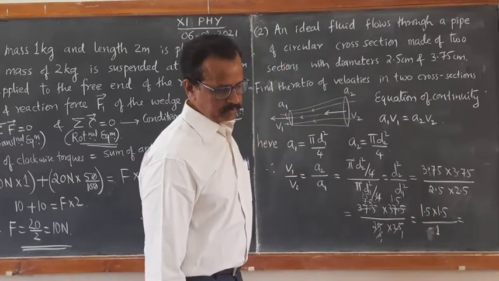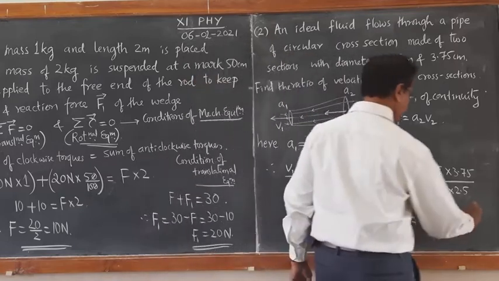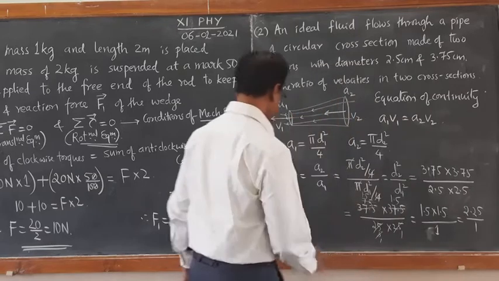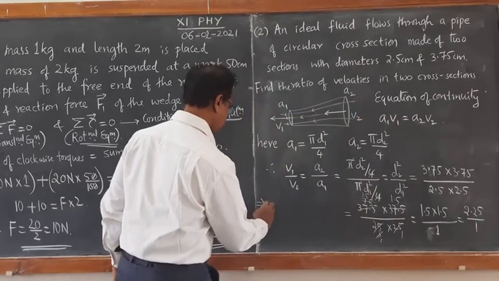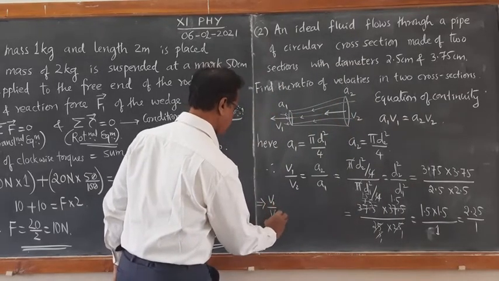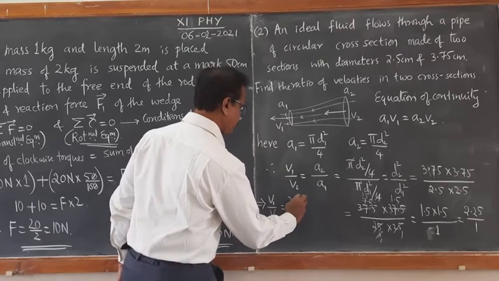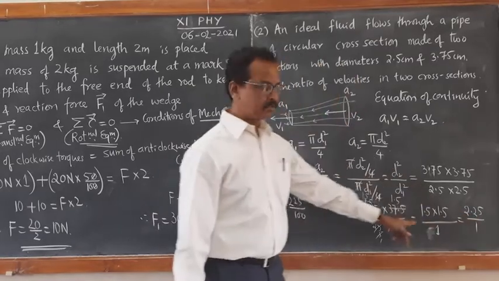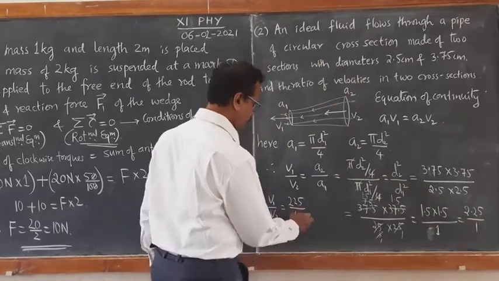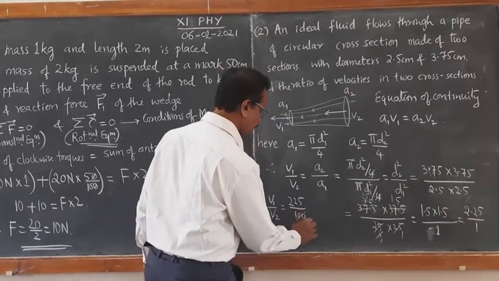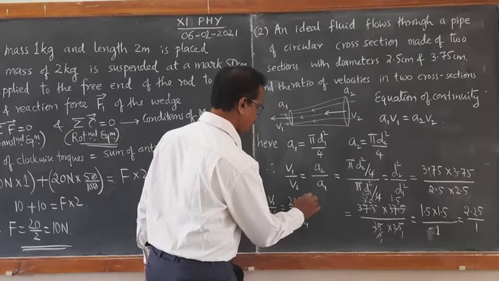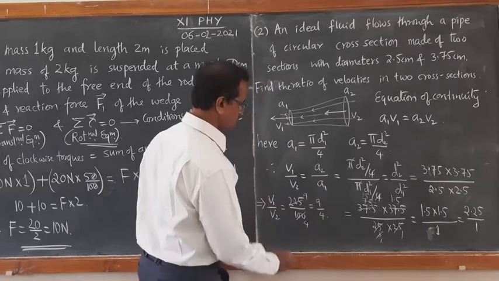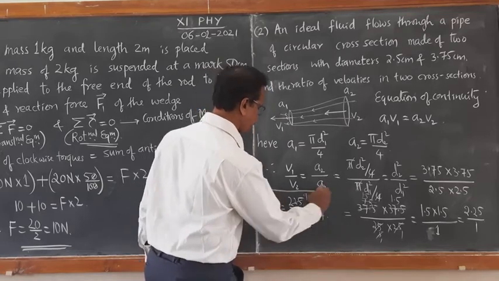So that is the ratio, 2.25 divided by 1, which implies V1 by V2 is equal to 225 by 100. 2.25 can be written as 225 by 100. So I can just cancel it with 25. 25 4s are 100, 25 9s are 225. So it becomes 9:4. So this is the ratio of speeds.